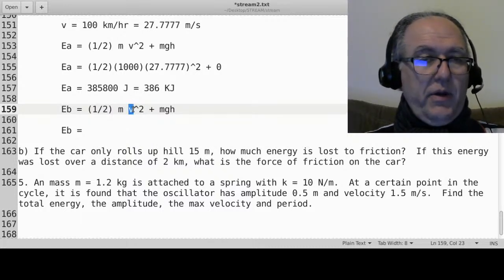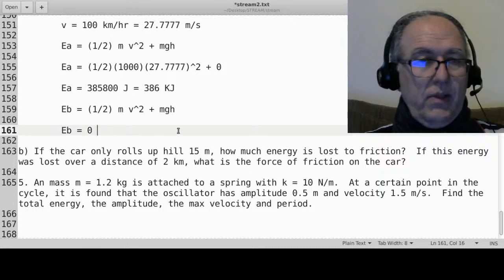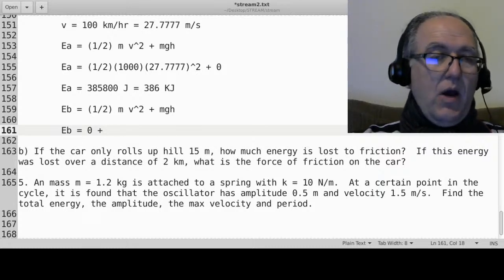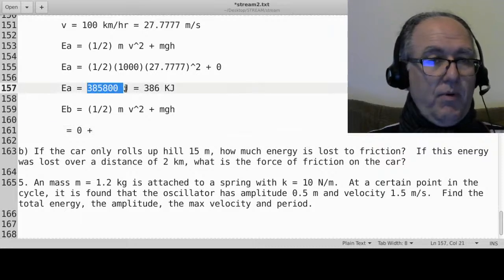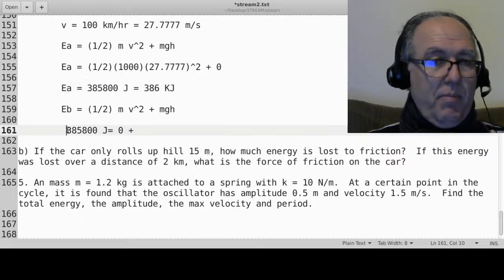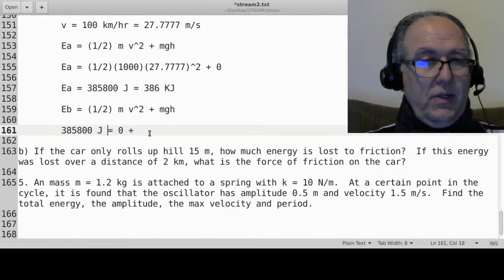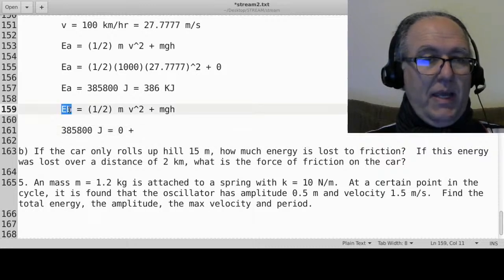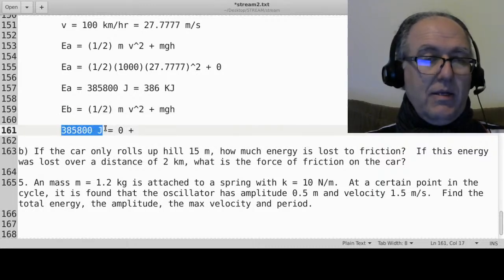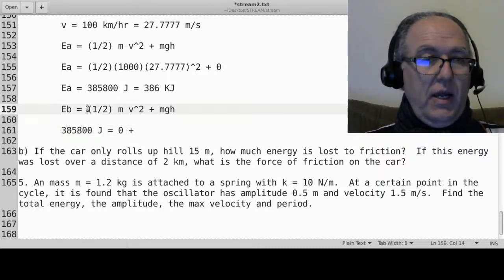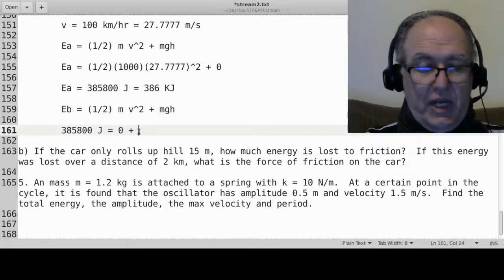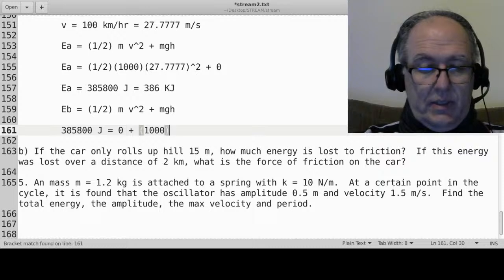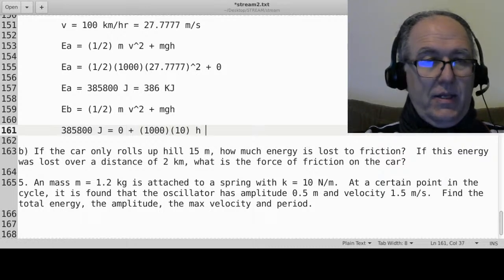So the velocity is 0 there, so that's equal to 0 plus, and you know that EB is the same. It's this number right here. Why is it that number? Well, because energy is conserved, there's no friction. So EB is the same as EA. That's kind of the point of conservation of energy. For 1/2 mv squared, well, it's not moving, so there's no kinetic energy. And we have mgh, where m is 1,000, g is 10, and there's h.